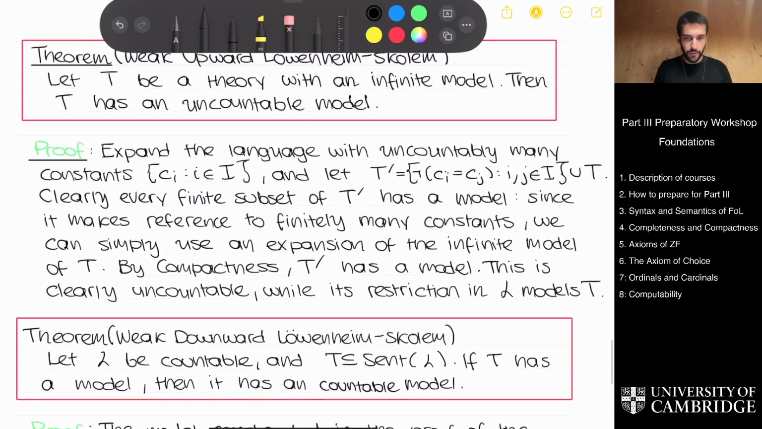Okay, both of these theorems are very important in model theory. The versions I've given to you here are weaker than the proper ones, but you will be seeing the proper ones very soon in the model theory course.